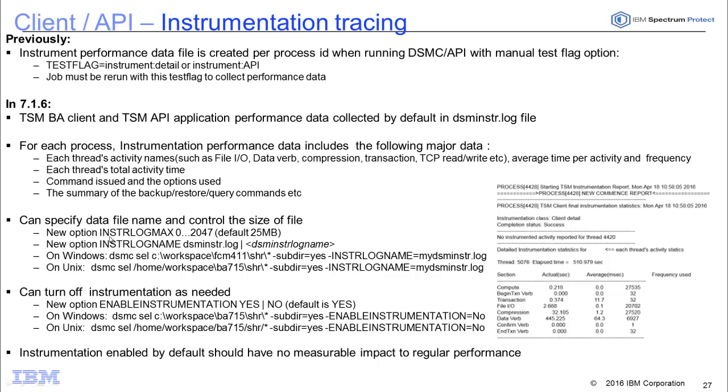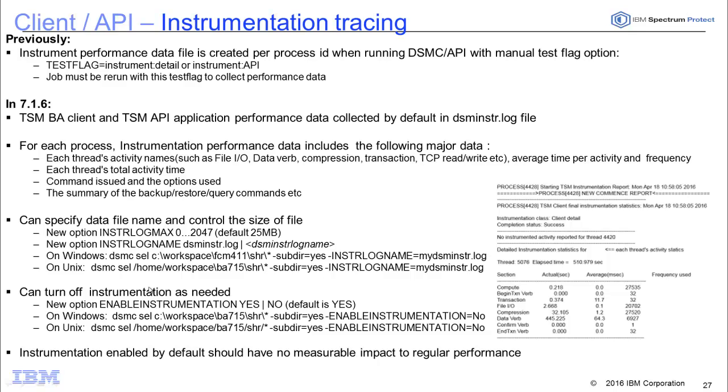We have two new options. That would be instrlogmax and instrlogname. The size of the log is by default 25 megabytes, and the name of the log by default is dsminstr.log. You can either change those directly on the command or by setting that in the options file.